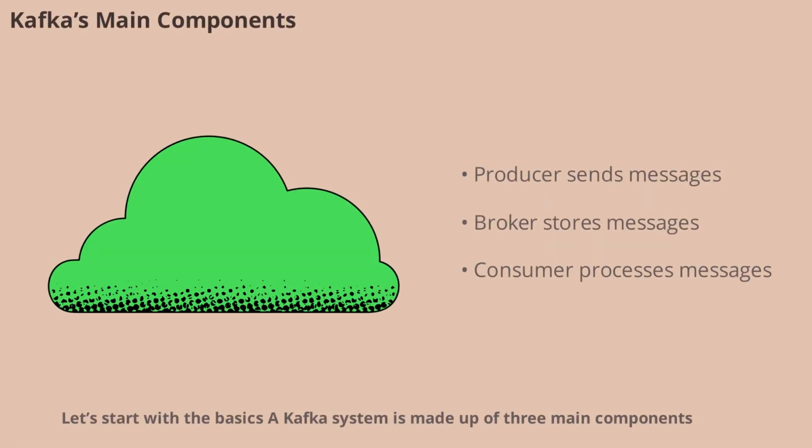A Kafka system is made up of three main components: the producer, the broker, and the consumer. The producer is responsible for sending messages into Kafka. The broker acts as the storage unit, holding on to those messages until they're needed. Finally, the consumer reads and processes the messages. Each part plays a critical role in ensuring data flows smoothly through the system.